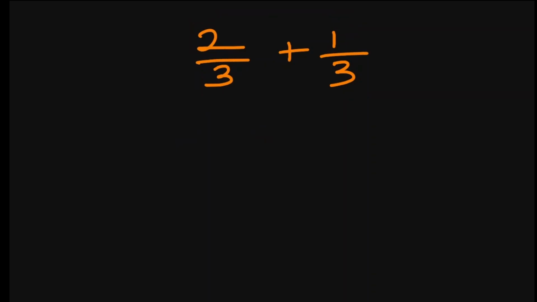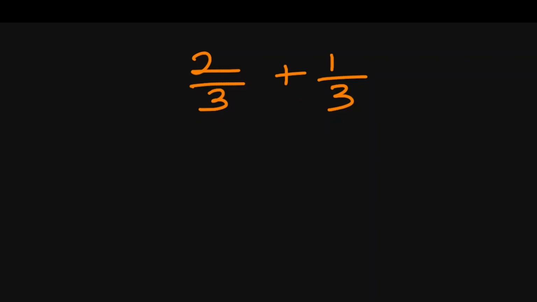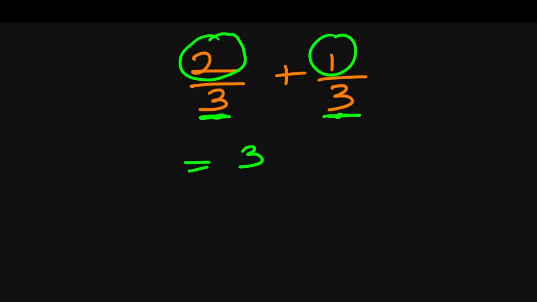Now for addition and subtraction of fractions, look at this example on your screen. 2 over 3 plus 1 over 3. To add or subtract fractions, their denominators must be the same. For this one, you add the numerators 2 and 1, it gives you 3. Then you pick one of the denominators because they are already the same. So that's 3 over 3, and that gives you 1 when you cancel out.